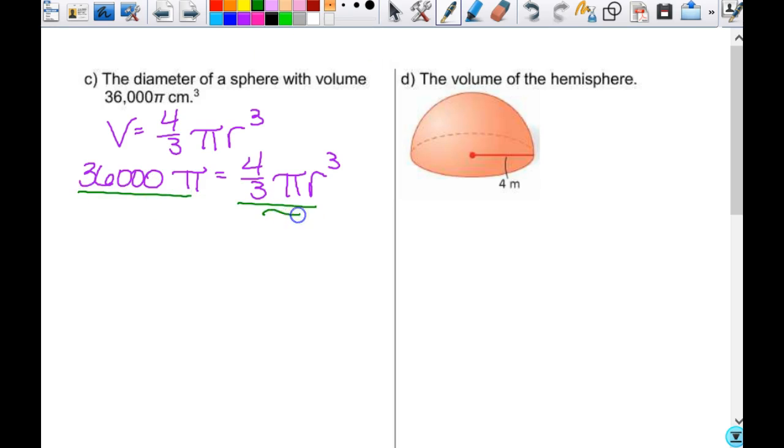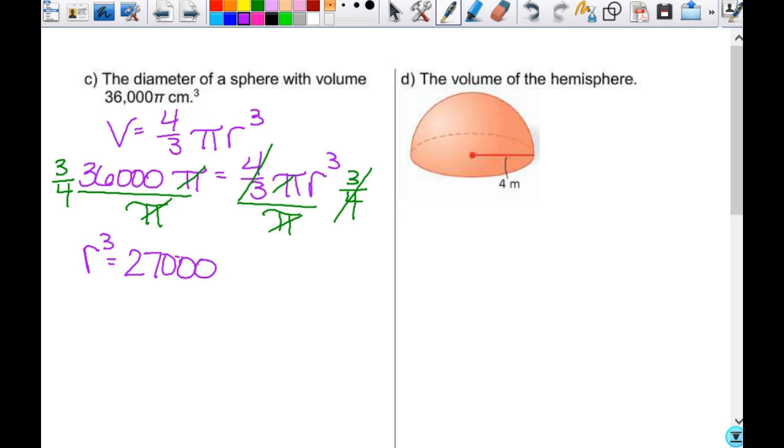Good. Dividing both sides by pi. So the pi's cancel out, the pi's cancel out. Then I can go ahead in the same step without rewriting it. I will multiply by 3/4. You can rewrite it if you want to. You just don't need to. Just don't get lost in what you're doing. So then that means that r cubed is equal to what? 27,000.